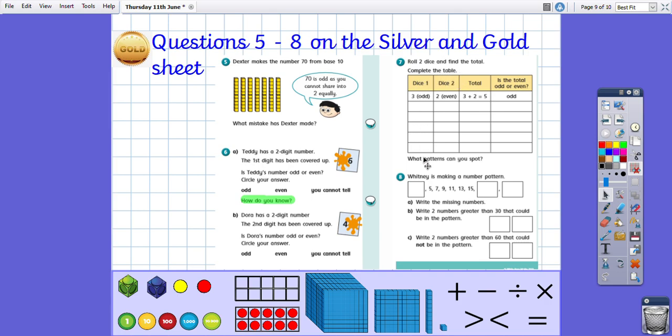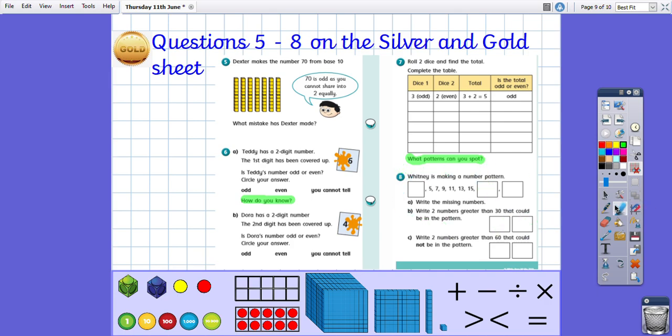If you haven't got dice at home, you can go onto Google and type in virtual dice, and you can click to roll the dice and it will do it for you. So whichever number dice 1 says, you write in here. Then for dice 2, then you add them together and tell me if the total is odd or even. What patterns can you spot? I'd like you to really have a go at that. This is a really fun experiment in maths.